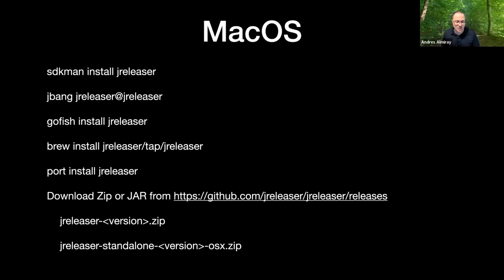If you download JReleaser and the latest version, then you need a Java runtime installed on your machine. Java 11 is fine. Or if you use a standalone version, then this is a zip file that bundles a Java runtime built with JLink. So you don't need an existing Java runtime. The bundle will give it to you.